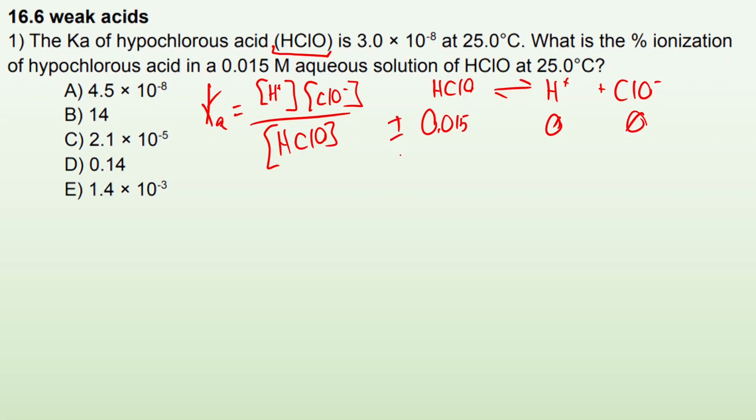We're going to set up an ice box. Initial, change, equilibrium. So a certain amount X is going to dissociate. So that's our change for HClO. It's minus X. For H plus, we end up with more of some amount X. Same with ClO minus, plus X. So at equilibrium, HClO is 0.015 minus X. H plus is X, ClO minus is X.